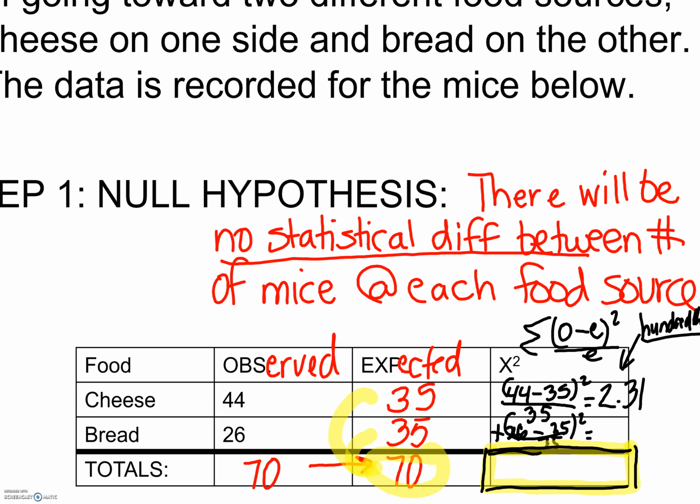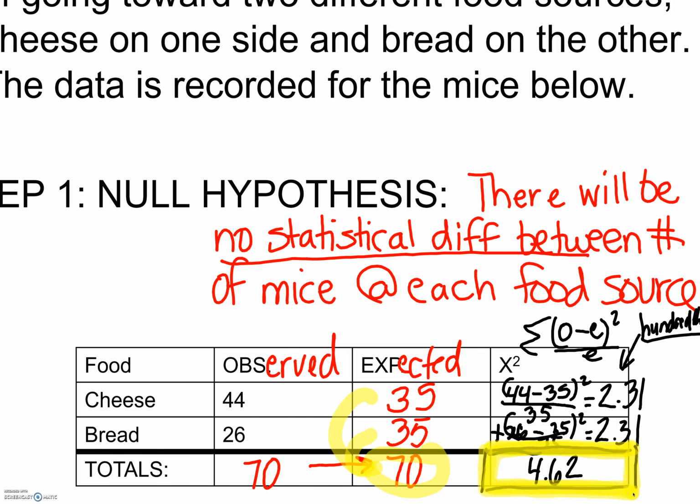If you work out the second one, 26 minus 35 squared over 35, you actually get the same thing again. That's not always going to be the case, so don't assume that if you calculate one, all the other ones are going to be the same. You could get a different answer for each one. You add those together, and our chi-square is 4.62. So this is chi-square. This is our final answer, but now I need to show you what to do with that.